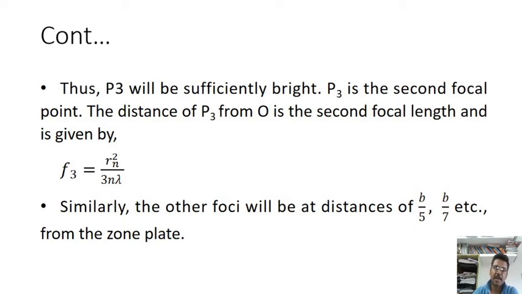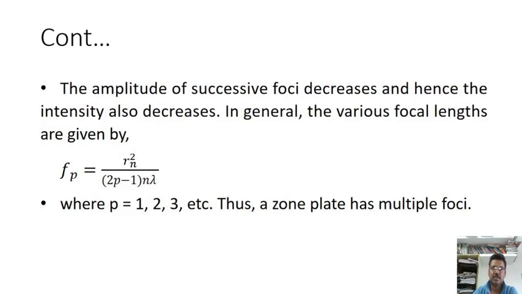Similarly, the other foci will be at distances of b by 5 or b by 7, etc., from the zone plate. The amplitude of successive foci decreases, hence the intensity also decreases. In general, the various focal lengths are given by f equal to Rn square by (2p minus 1) n lambda, where p is equal to 1, 2, 3, etc. So a zone plate has multiple foci.